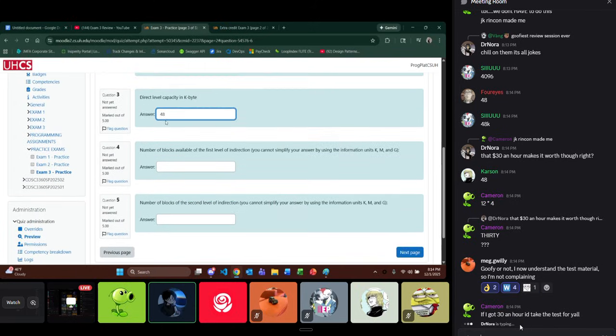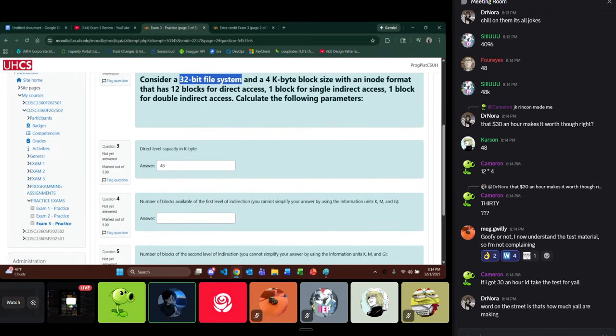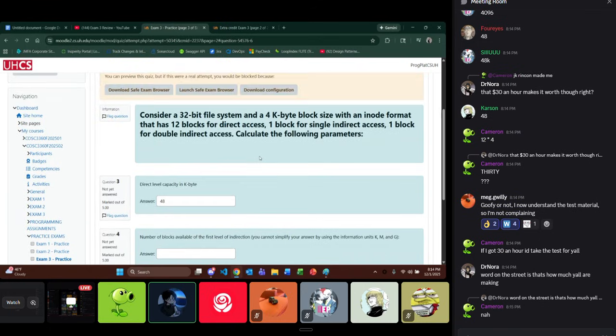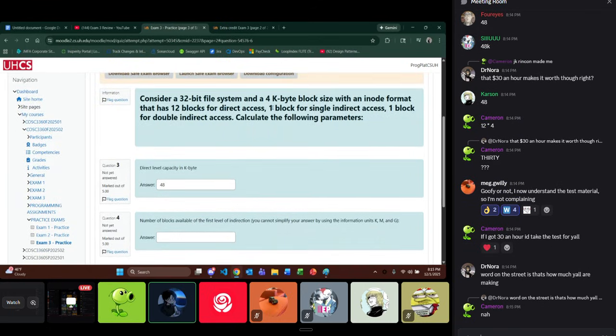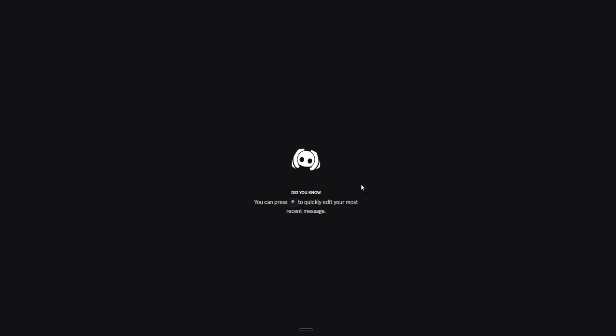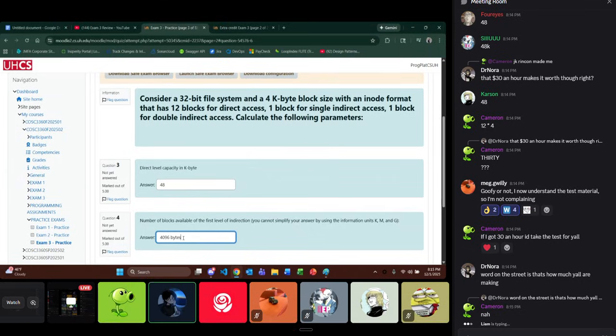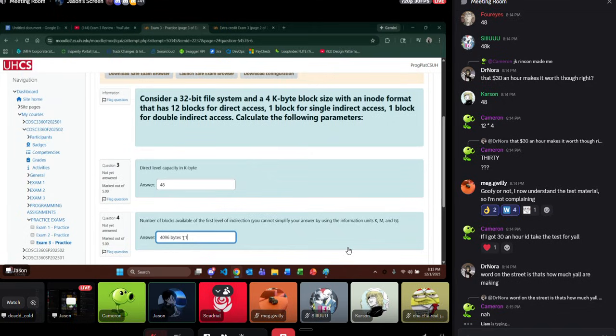Number of blocks available for the first level of indirection. Let me ask this first. We have 1 block right now, and there is 4K bytes. How many bytes is that? First of all, that is 4096 bytes, as I mentioned before. And there's 1 block, so this is just times 1.